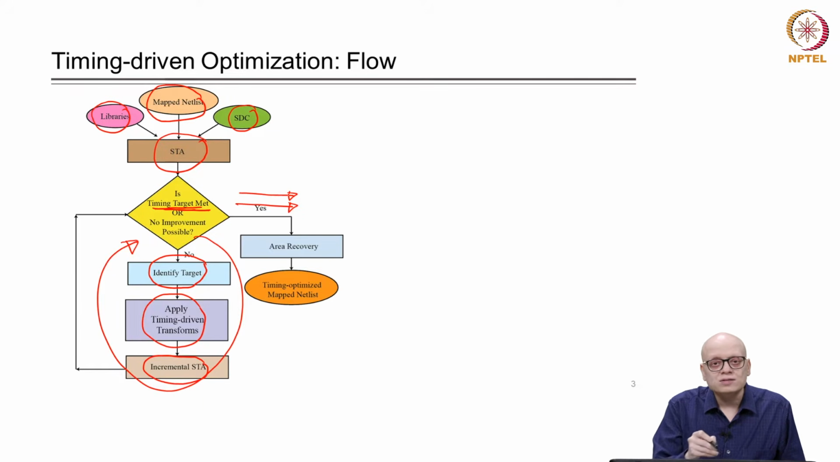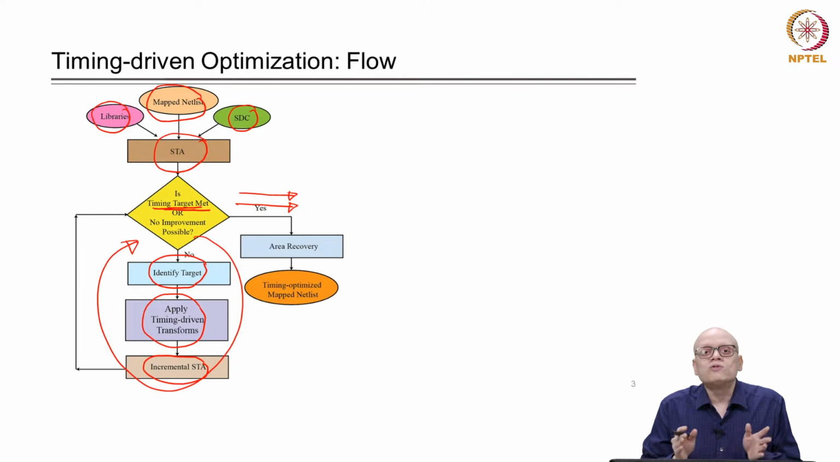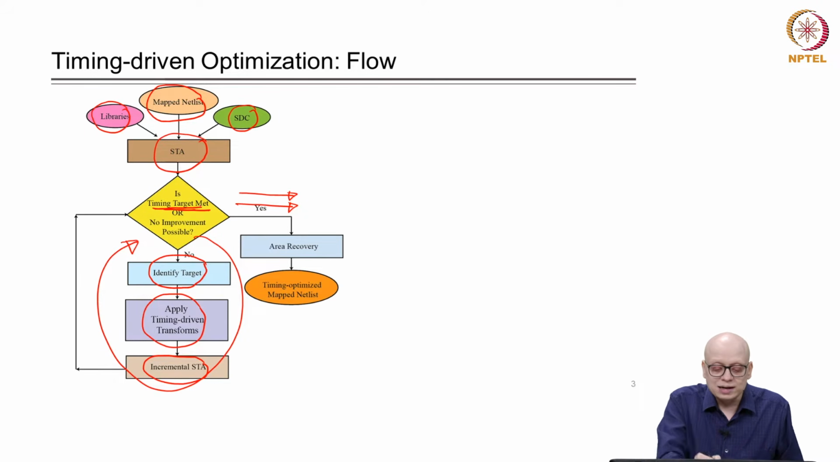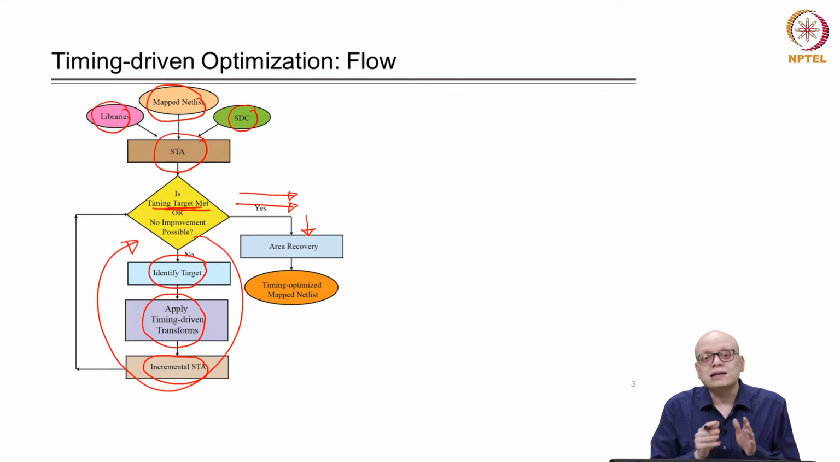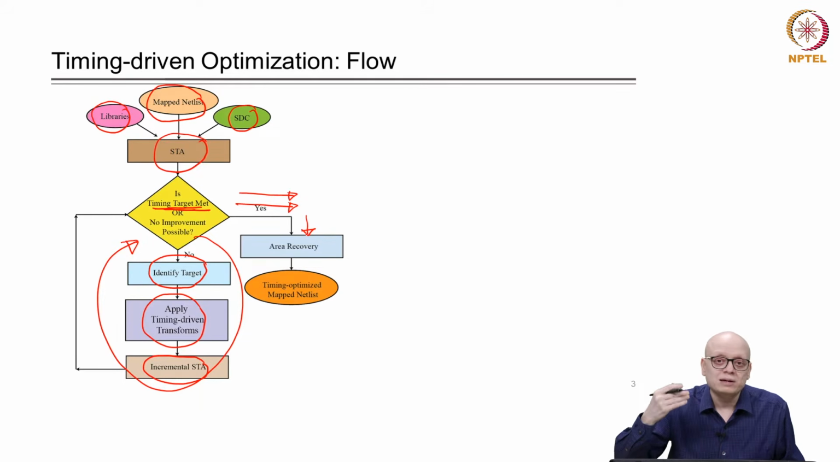We carry out these transformations iteratively, and if either of these two conditions is hit, meaning either the timing target is met or no further optimization is possible, then it exits the timing optimization loop and goes into what is known as area recovery. Once we do timing driven optimization, the timing of our design changes, and it may happen that in some portion of our design the timing profile has improved such that the slack has become very positive. For example, the slack may become, say, plus 1000, just an example.